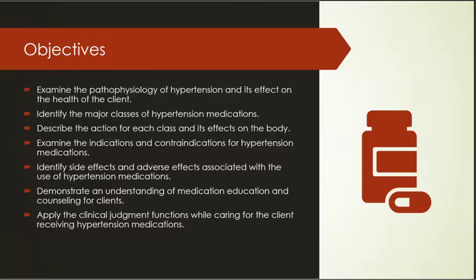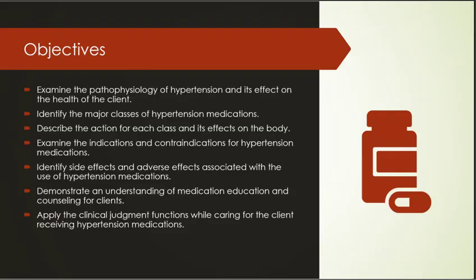Today we'll explore hypertension and the medications used to manage it. We will examine the patho of hypertension, including how changes in blood vessels, the sympathetic nervous system, the kidneys, and the RAAS system contribute to elevated blood pressure and long-term organ damage.